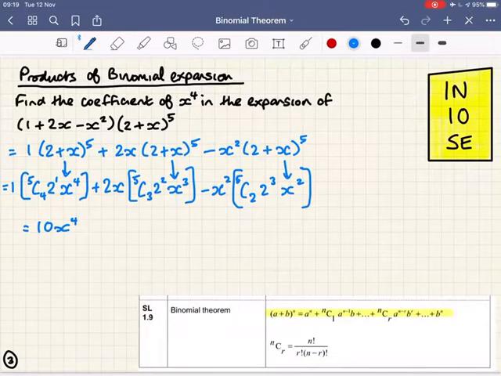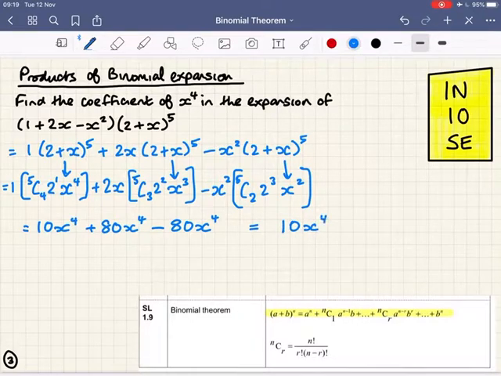In the second case, 5c3 times 2 squared and then times 2 again would give me a result of 10 times 4 is 40 times 2 is 80x to the 4. And then finally, 5c2 is also 10 times 8 is 80. And it's a minus here because it says minus x squared, minus 80x to the 4. So my end result here would just be 10x to the power of 4, because this one and this one will disappear.